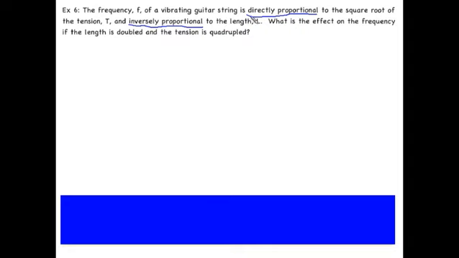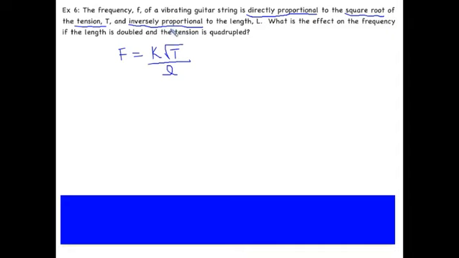Remember those key words. If it says directly proportional, we're thinking multiplication, but if it says inversely proportional, we have to think about division. So our frequency f varies directly, so I'm going to take k times the square root of the tension, so square root of T, but I need to divide that because it's inversely proportional to the length. So we could have some kind of combined variation going on here. We could have some pieces being multiplied where other pieces might be divided. It depends on what the wording actually says. Directly meaning multiply, inversely meaning division.